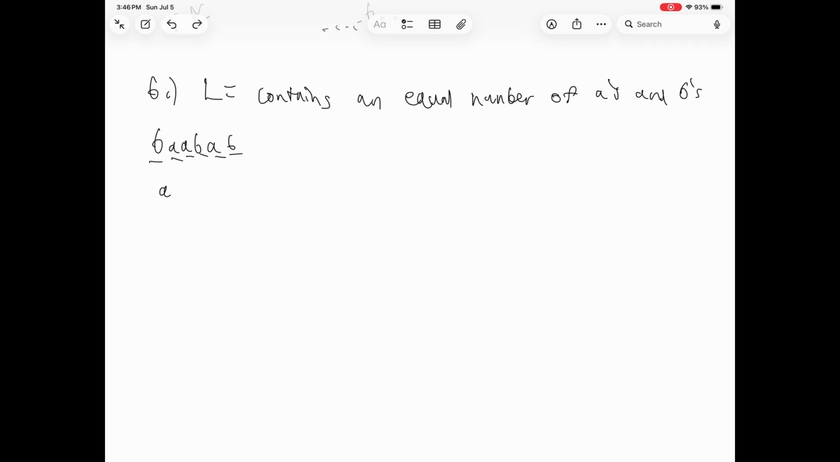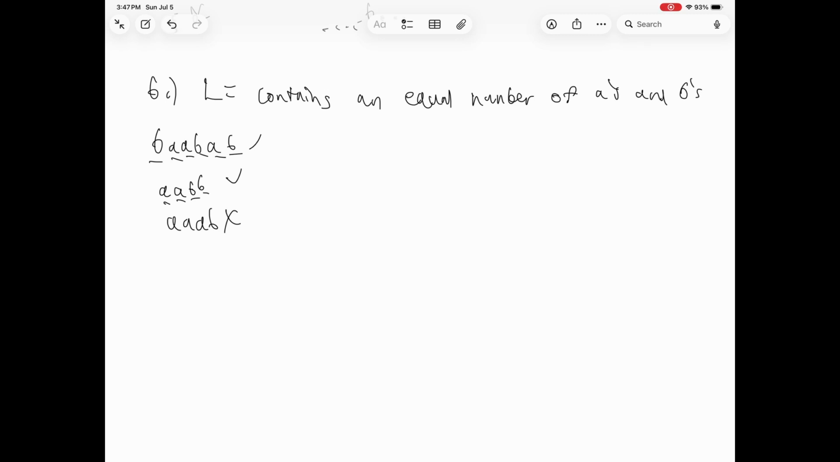Or wait, no, equal number of A's and B's. I apologize. It should be B. Okay, equal number. What about B? No, not an equal number. Okay, so it could have any assortment of A's to the left and any assortment of A's to the right. Same goes with the B's, and we somehow have to keep track of an equal number of A's and B's.